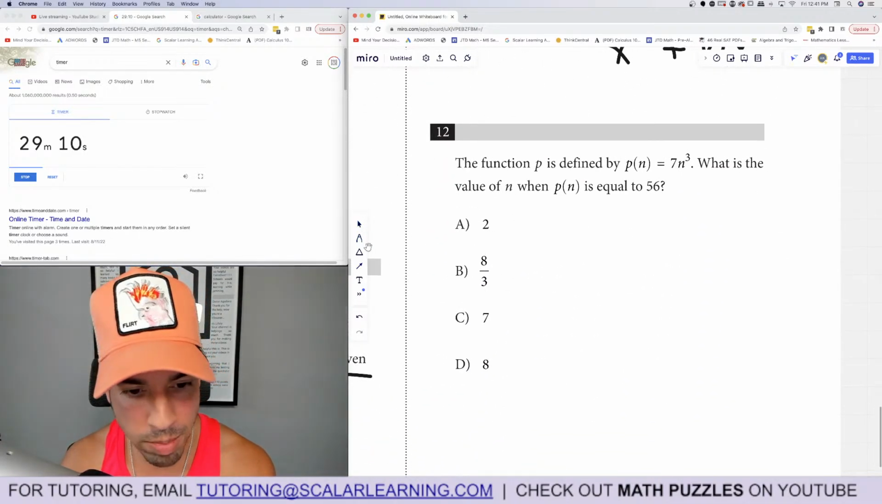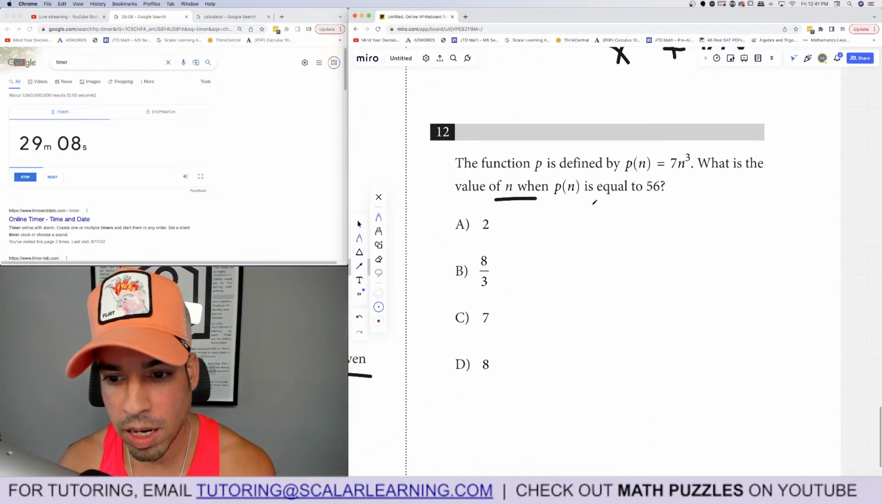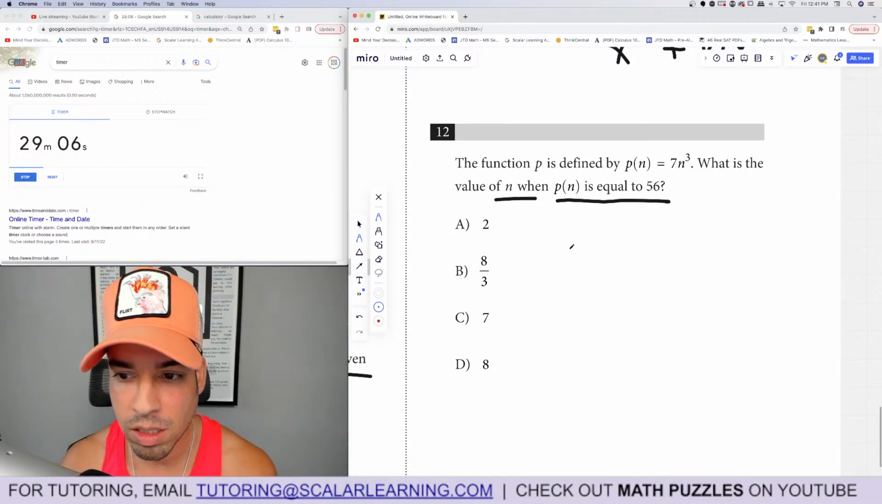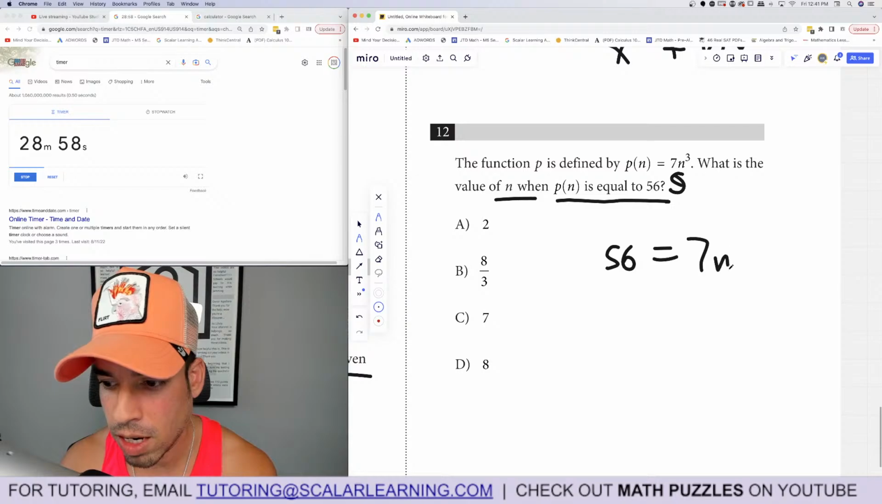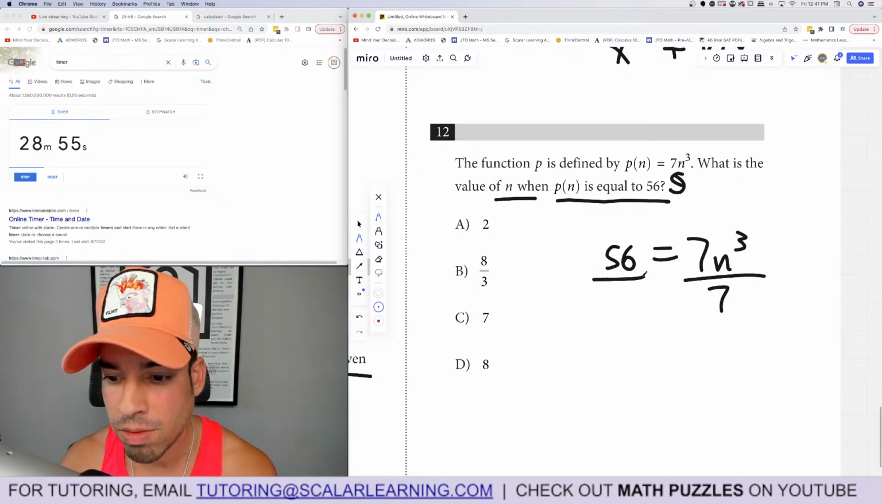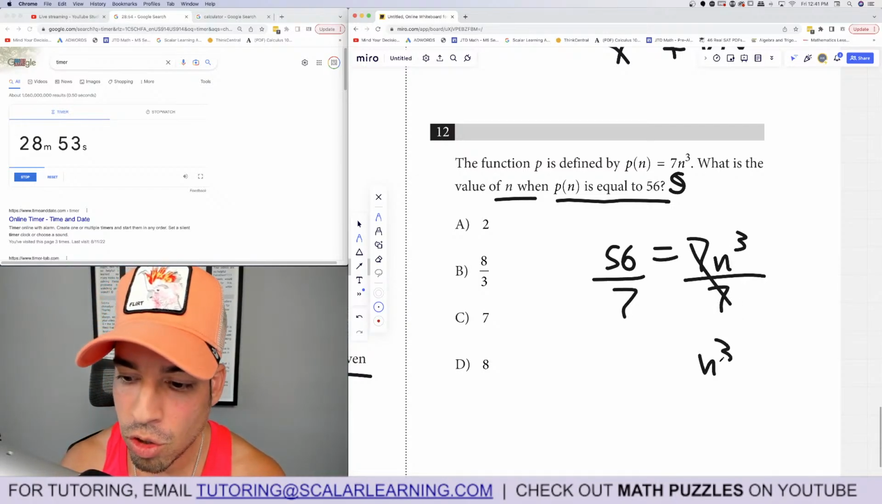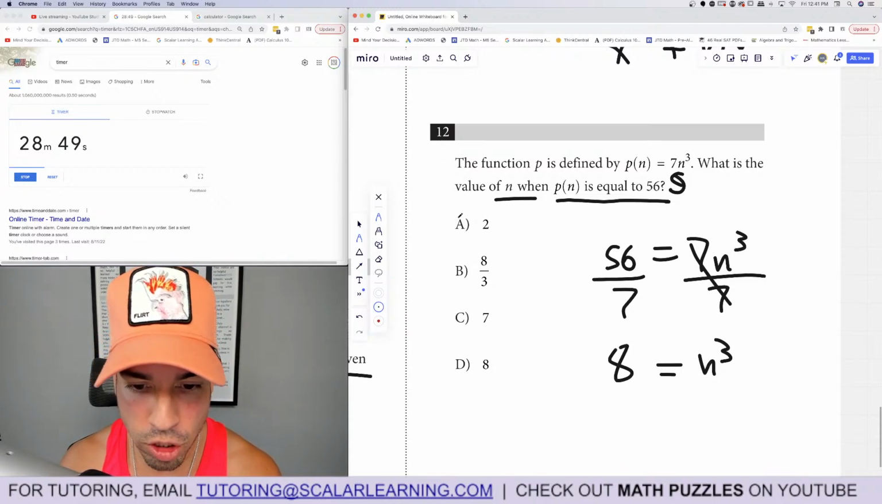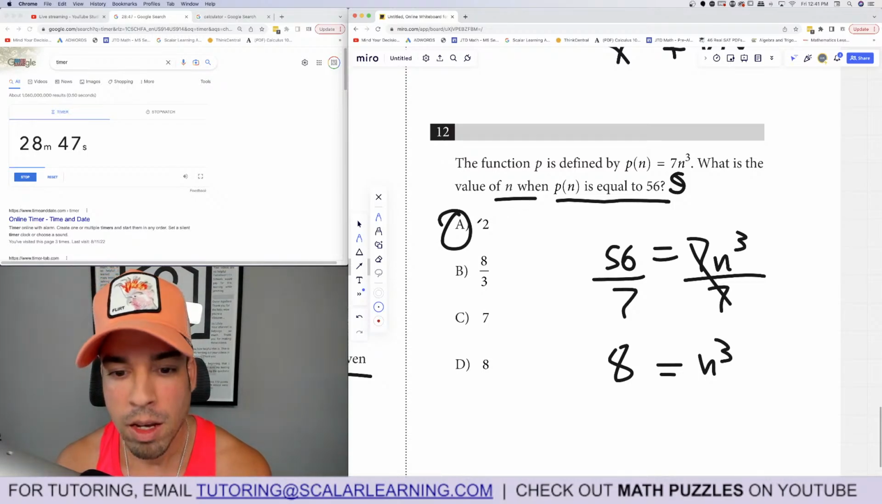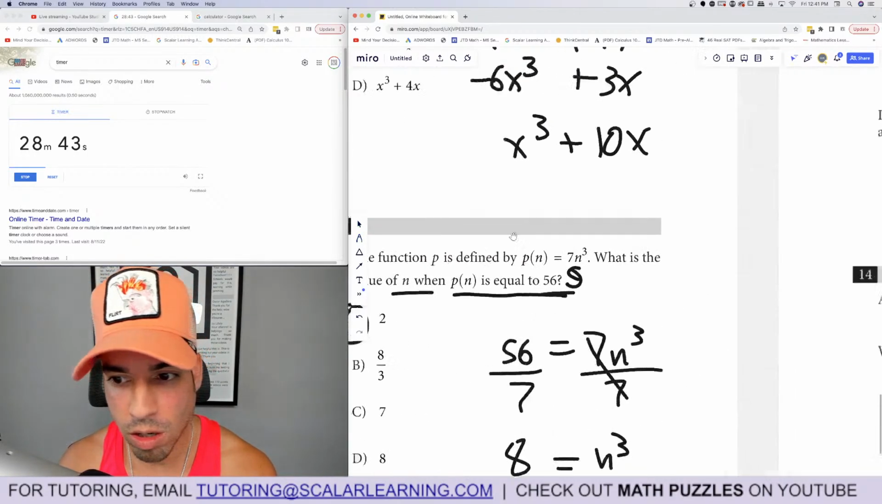Function P is defined by this. What is the value n when p of n is equal to 56? Plug and chug, function notation. 56 equals 7n cubed. Divide by 7, divide by 7. n cubed equals 8. So what is n? It is the cube root of 8, which is 2. Boom, done. Now we're going to double check. Plug 2 back in. 2 cubed is 8 times 7, 56. It works. There we go. Number 13.